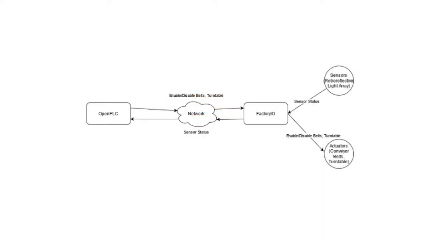This is a demo of Factory I/O and Open PLC, and here's the block diagram layer of the setup being used. Open PLC and Factory I/O are running on separate devices and they're communicating over the local network. Open PLC controls the actuators, which are going to be conveyor belts and a turntable, and it enables or disables them based on readings from the sensors that are in Factory I/O, and this happens continuously as sensors are updated.